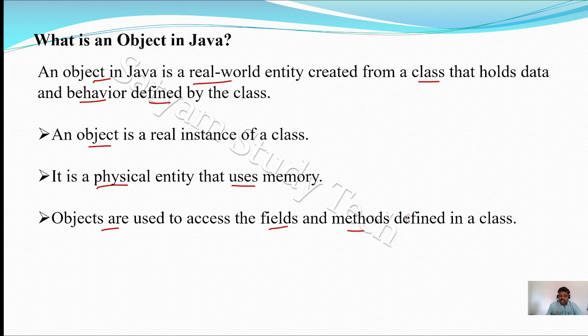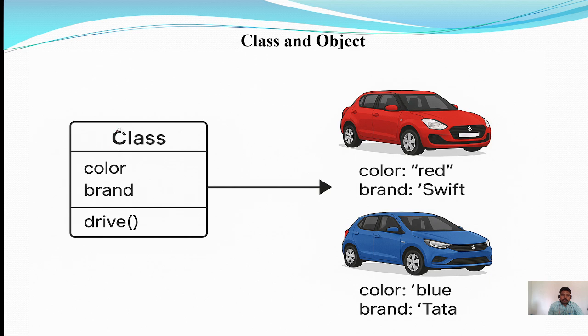That means if you create one class, you can create objects from it. Here you can see a simple diagram. This is the class, for example class Car. These are the properties, that is data members. Here, drive is a method, the behavior of the object. So this is the method and these are the data members. The method is also called a member function.